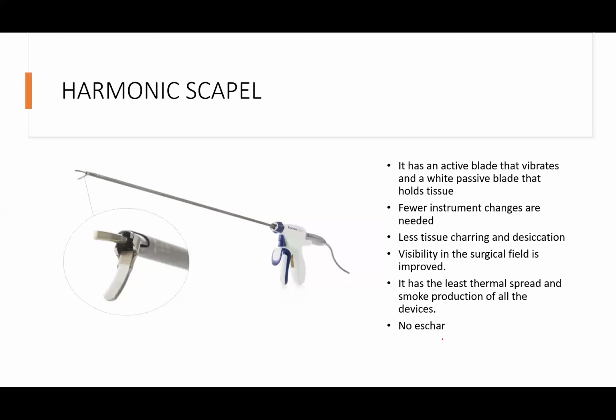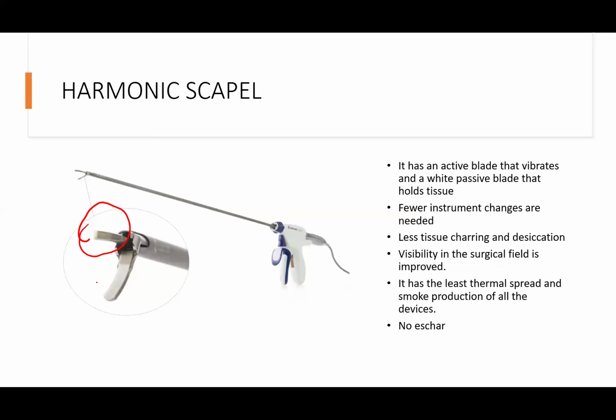Now look at how the jaw of the harmonic scalpel looks. It has two jaws, one active jaw that is vibrating. The ultrasonic energy is converted to mechanical, vibrating at a very high frequency that will cause cutting. It's rubbing at a very high frequency to cause the desired effect. So this is the active jaw.